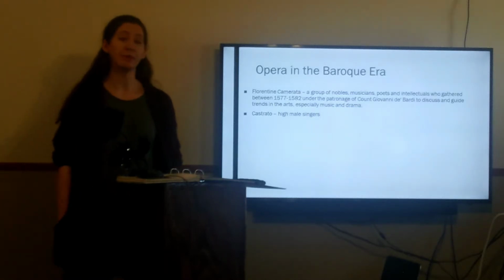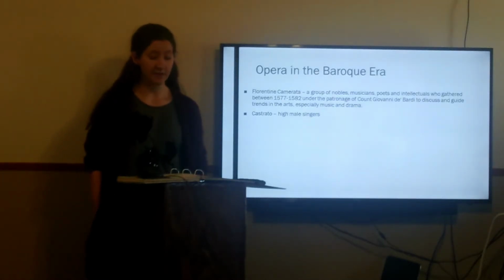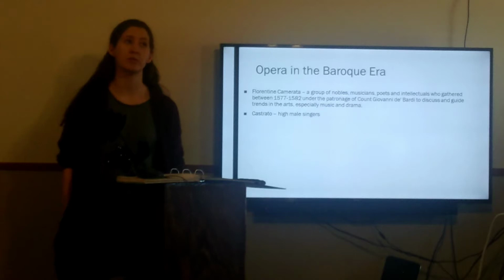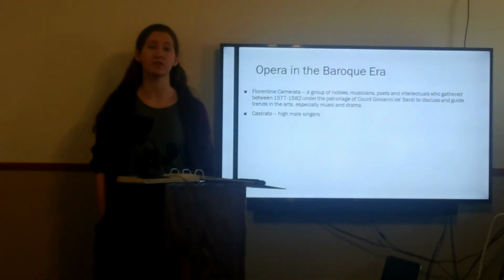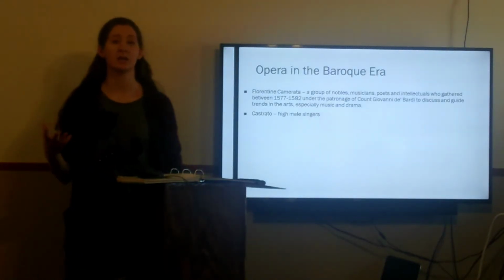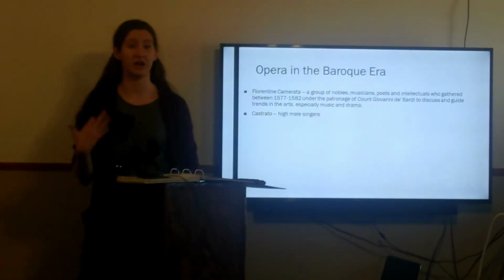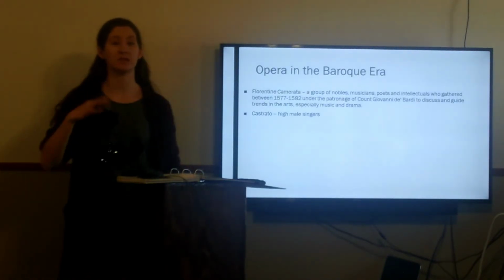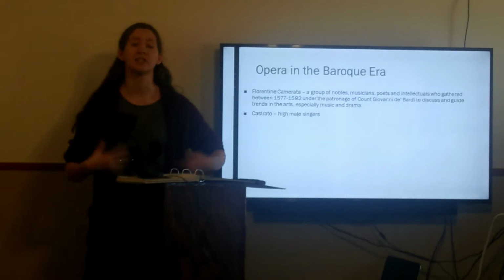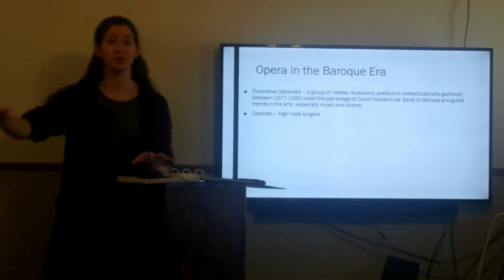The first public opera house was opened in Venice in 1637, and what you'll want to remember about this is that opera houses started opening in Italy in places where there was lots of trade. So you have Venice, you have Florence, you have these different places where people traded, and so you'd have people coming in from different parts of the world.